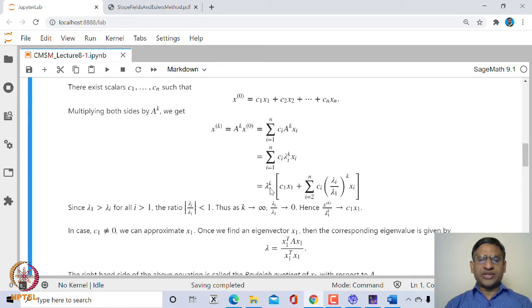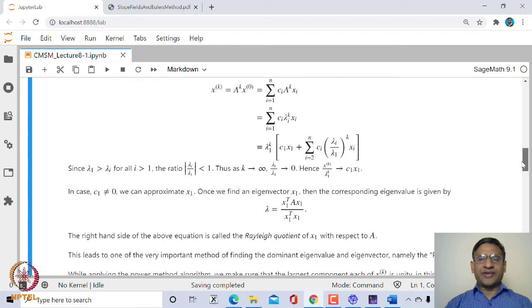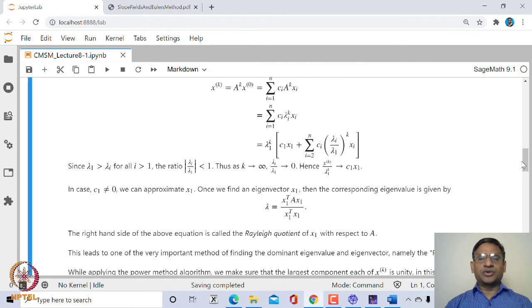So what it means is that if you take x to the power k divided by lambda 1 to the power k, this will converge to c1 x1. And what is x1? x1 is the eigenvector corresponding to eigenvalue lambda 1, which is the largest. So in case c1 is non-zero, we can write x_k divided by lambda 1 to the power k divided by c1 that converges to x1. So it gives you a way to find x1, namely the dominant eigenvector. The eigenvector corresponding to the dominant eigenvalue is known as the dominant eigenvector.